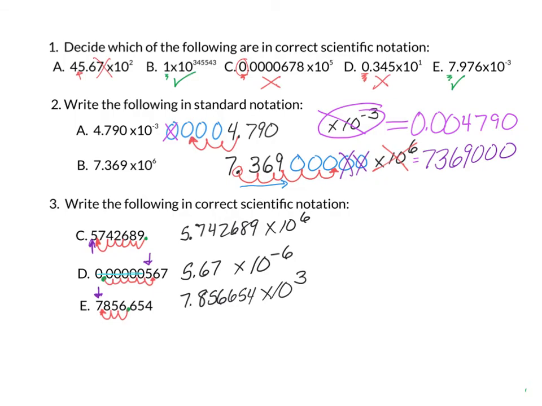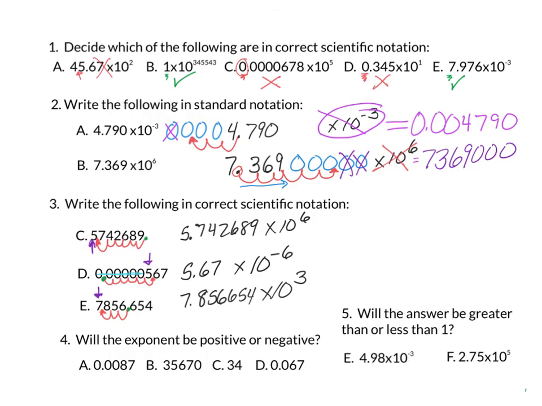How did you do? If you got some wrong, you might want to go back and try it again, or look up on the internet. You can look for scientific notation. I've decided to add in two more questions. So number 4, will the exponent be positive or negative? Please try A through D. Go ahead and pause the video and then restart it when you've done all 4.